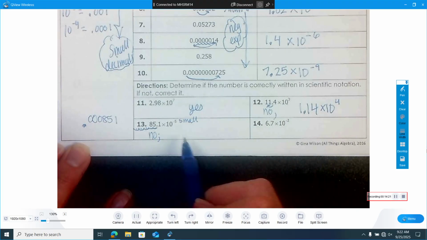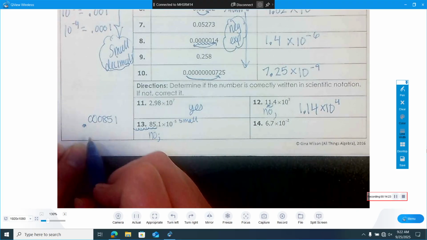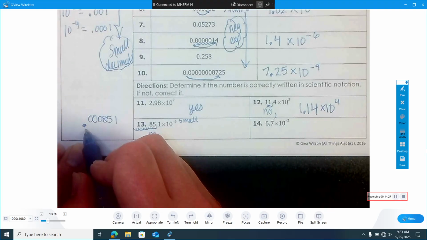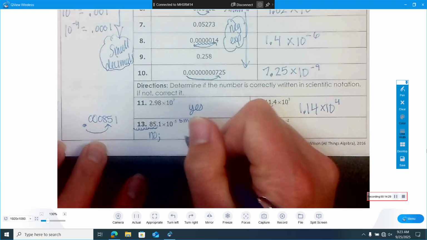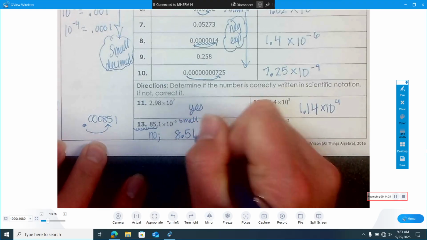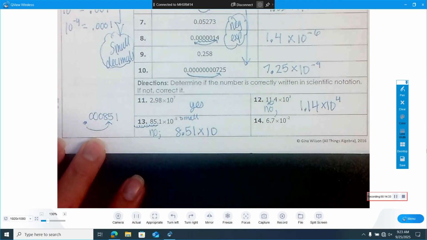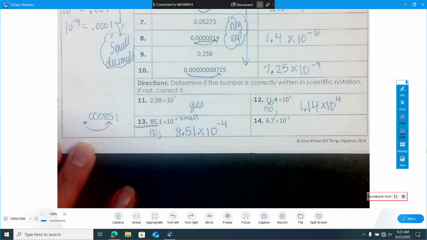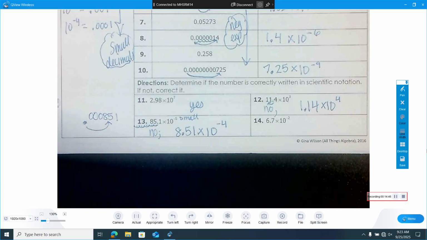And so now I need to put it correctly here. My decimal needs to go between what two numbers? The 8 and the 5. Okay. So it should be 8.51 times 10 to what power? Is it 6 or is it negative 4? Negative 4. 1, 2, 3, 4. These can be tricky, but we can always go back to standard form if we want to.